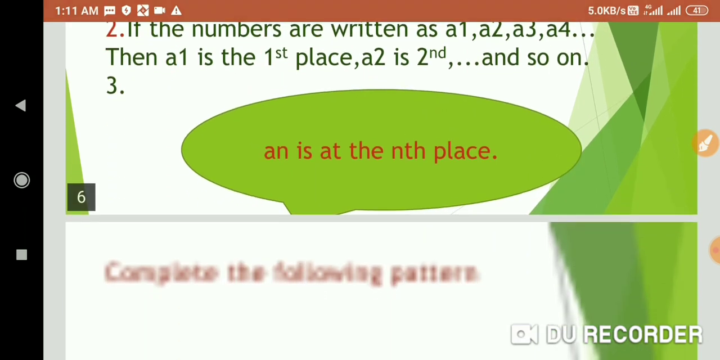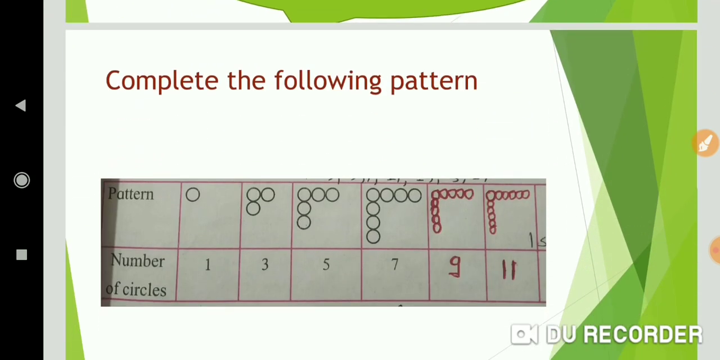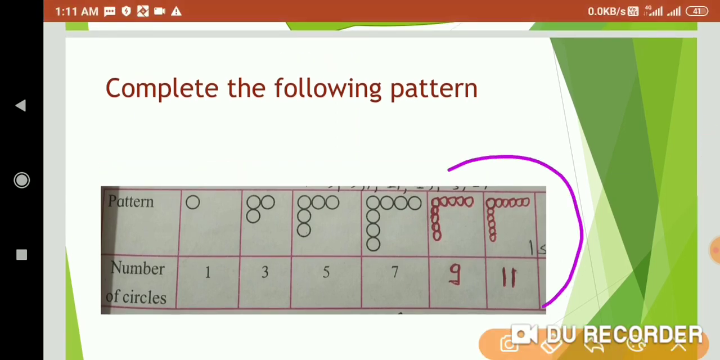Okay students, now see the pattern. We have to fill up the boxes which are filled up by red color. See, in this pattern, in first column, there are circles drawn, and below the circles, how many circles are there, this number is written. Okay, now see, in first 1, 3, 5 and 7. And now the question is, how many circles are there in next two columns?